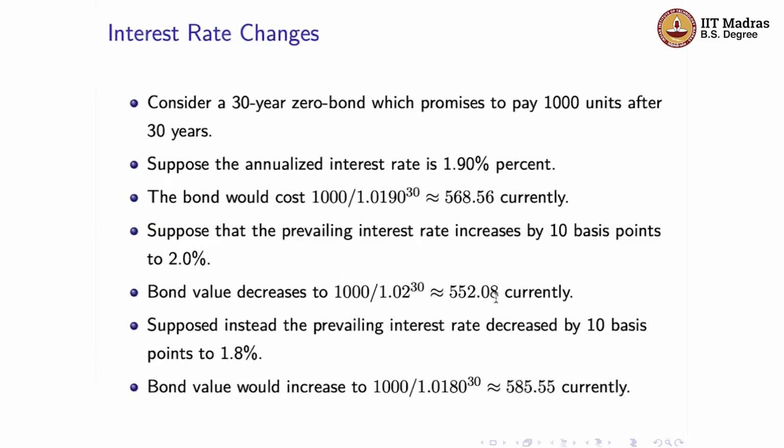Okay. So an increase of 10 basis points leads to a reduction of around 16, but we'll later calculate the percentage change as well. What about if the interest rate had decreased? That would have led to an increase in the bond value. For instance, if the interest rate decreased by 10 basis points to 1.8% instead of 1.9%, then the bond value would increase to 1,000 divided by 1.018 to the power 30, which is approximately 585.55. If you compare this with the initial 568.56, you can see that this is higher. Okay, so these make intuitive sense, but we can also now put numbers.